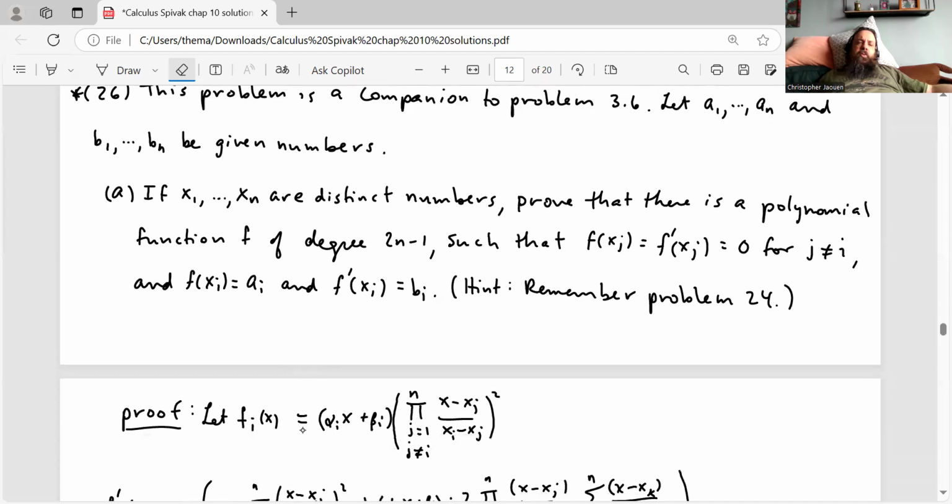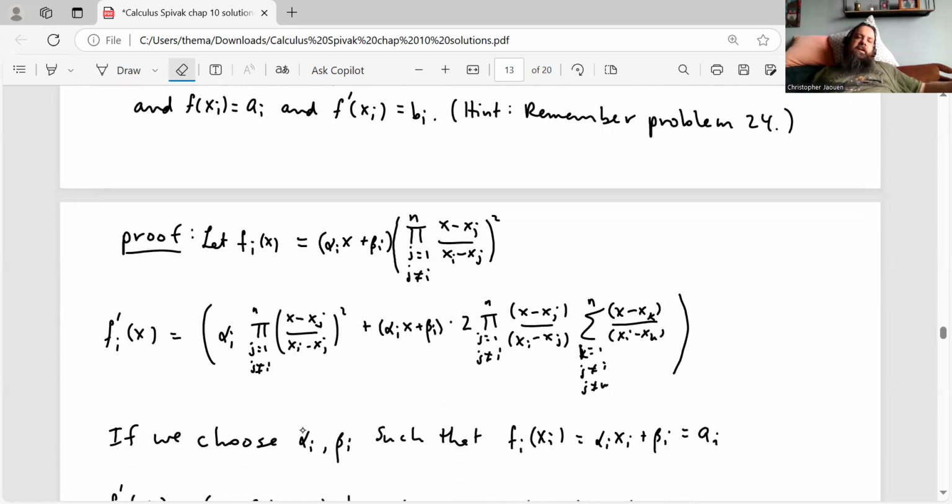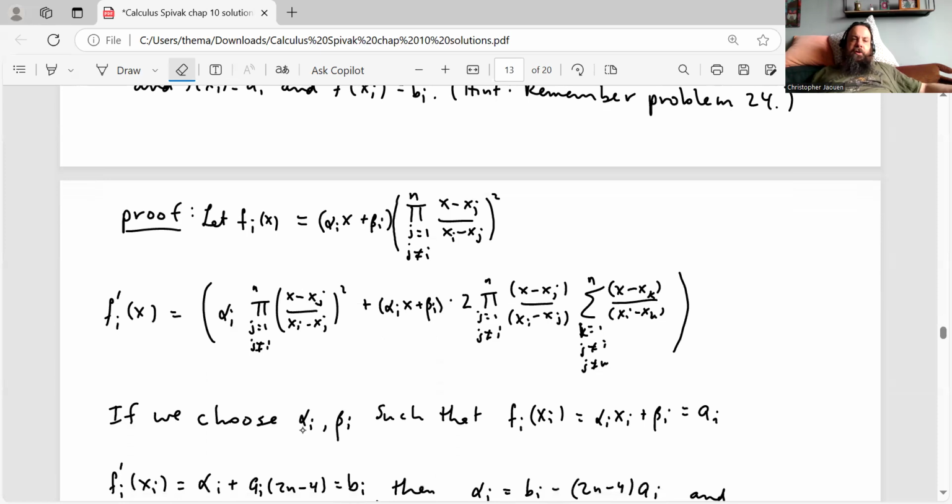Part A, if x1 through xn are distinct numbers, prove that there's a polynomial function f of degree 2n minus 1, such that f of xj equals f prime of xj equals 0 for j not i, and f of xi equals ai, and f prime of xi equals bi. He gives a hint, remember problem 24. He also gives you the hint of question 3.6, the Lagrange interpolation.